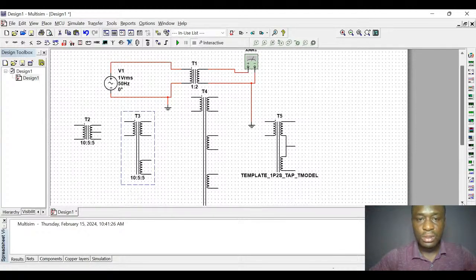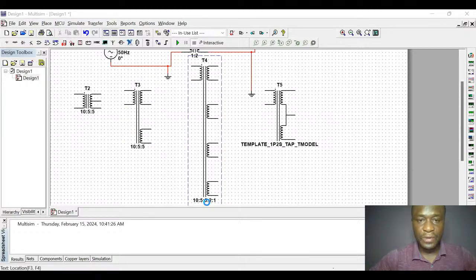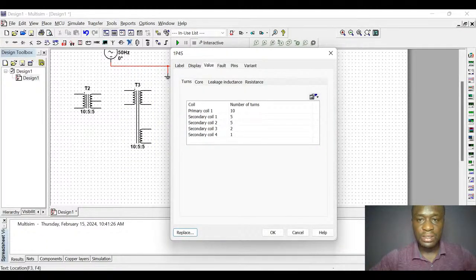You can see T4. This is T4, and T4 has one primary. The primary is 10. The secondary is 5, 5, 2, 1. That's the ratio of the transformer. What that means is that the primary has 10 turns of wire. The first secondary coil has 5. The second secondary coil has 5. The third secondary has 2. And the fourth secondary has 1.